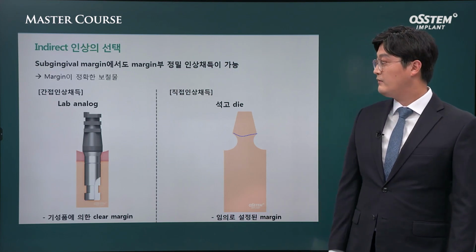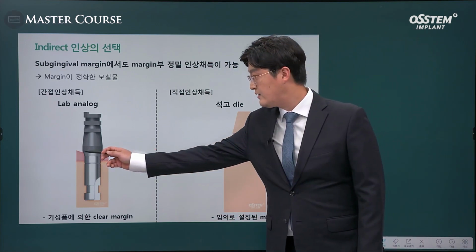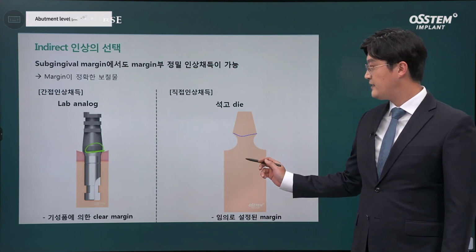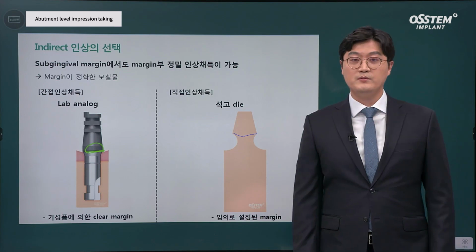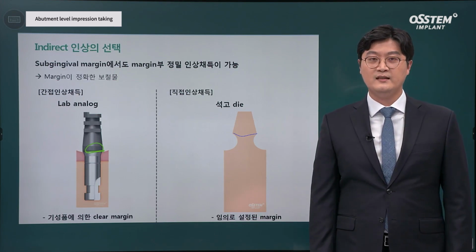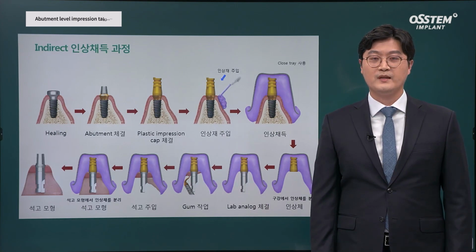Second, a stock lab analog is already connected, and the margin can be accurately captured in the indirect approach. In the direct impression taking, the margin should be identified by us, and we need to trim the model accordingly.